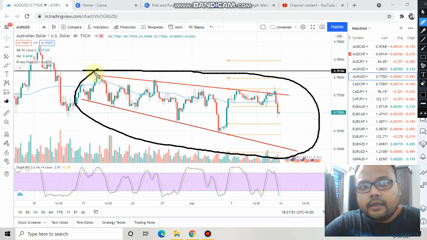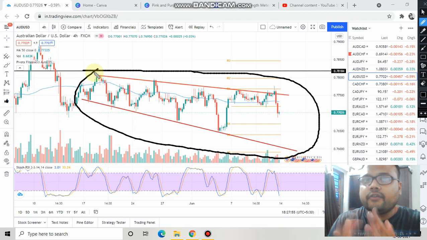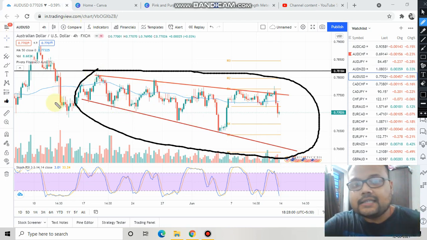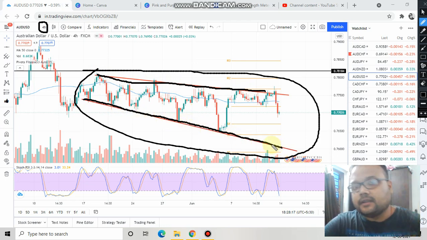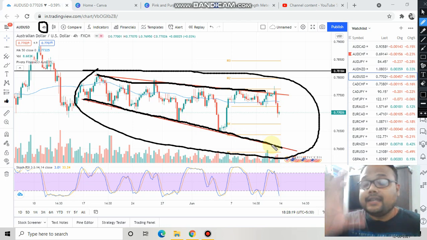If you have a trading platform in front of you right now, then you can also draw these lines on the 4 hours chart. Then you can easily see that we have a trend line as a resistance, and on the downside we also have a trend line as the support, and we are having a channel. Right now we can see that AUD USD is trading in between this channel.